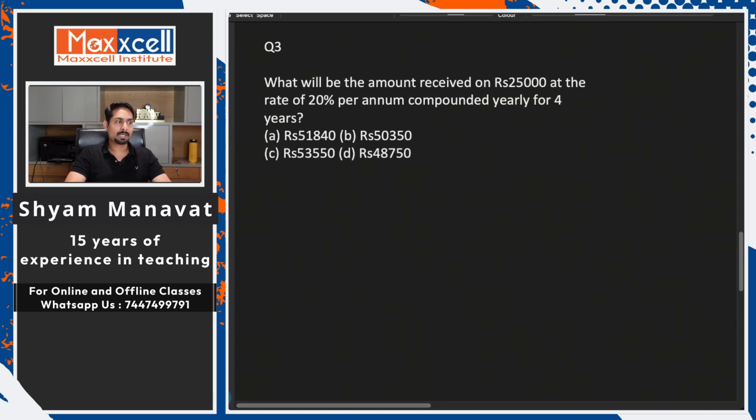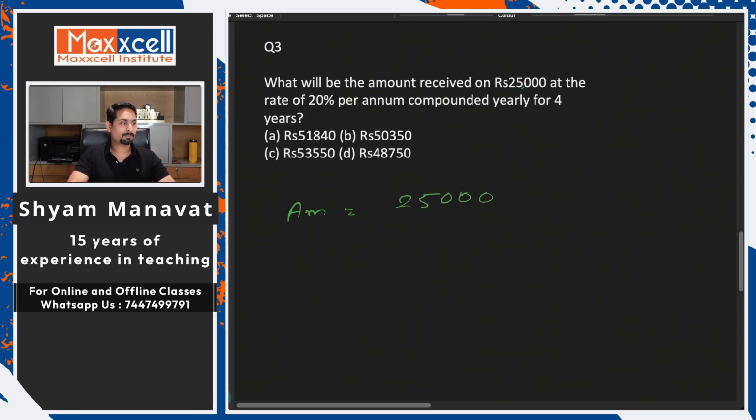What will be the amount received on 25,000 at the rate of 20% per annum compounded yearly for 4 years? This is simple, an easy throw, right? You can easily catch this. So you need to calculate amount. It's direct formula based, that will help us to practice the formula.